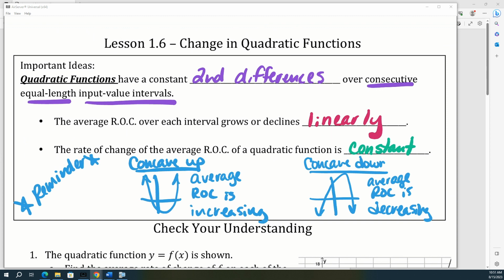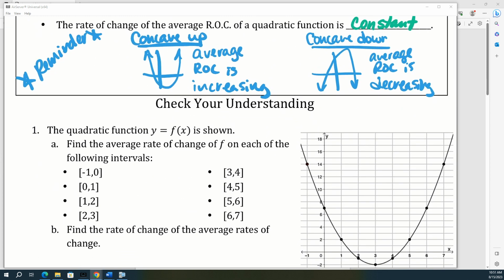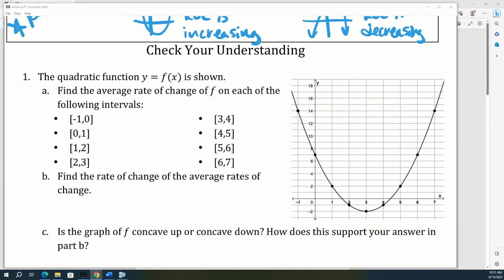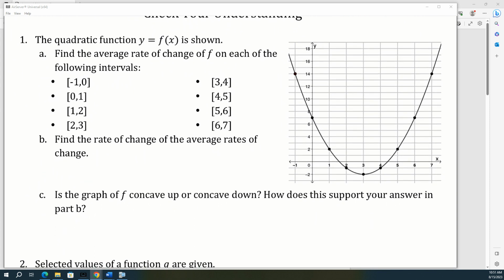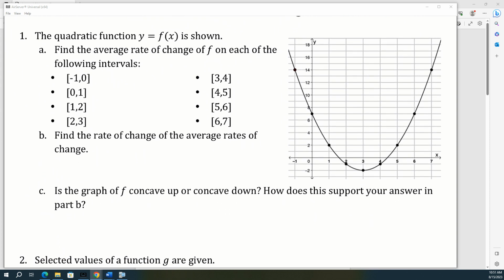All right, so we just have this function. It's not related to any contextual information, which is fine. And so we are going to find the average rate of change on each of these 1-unit intervals. And I'm just going to do it by counting, if that's okay with you guys. So I'm just going to go from the point at -1 to the point at 0. And to do that, it's down 7, right 1. So that is the average rate of change of -7. All right, and then I'll just keep counting from point to point.